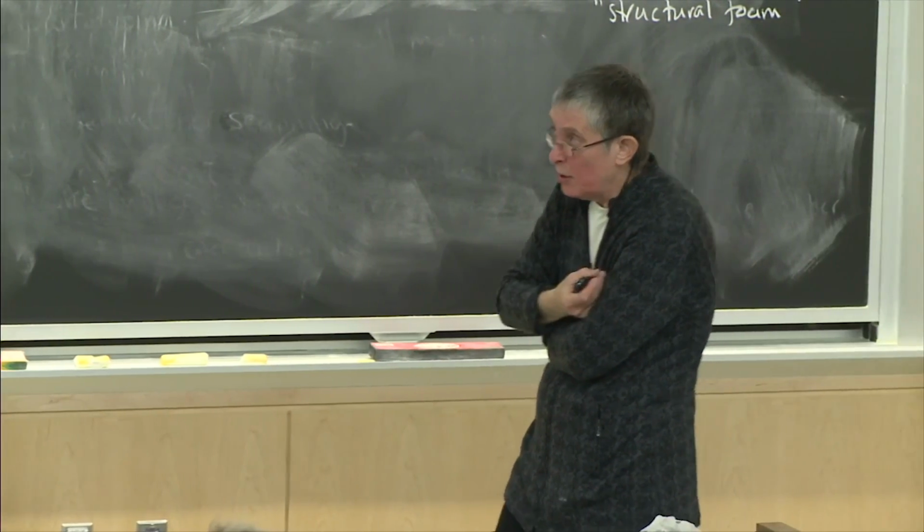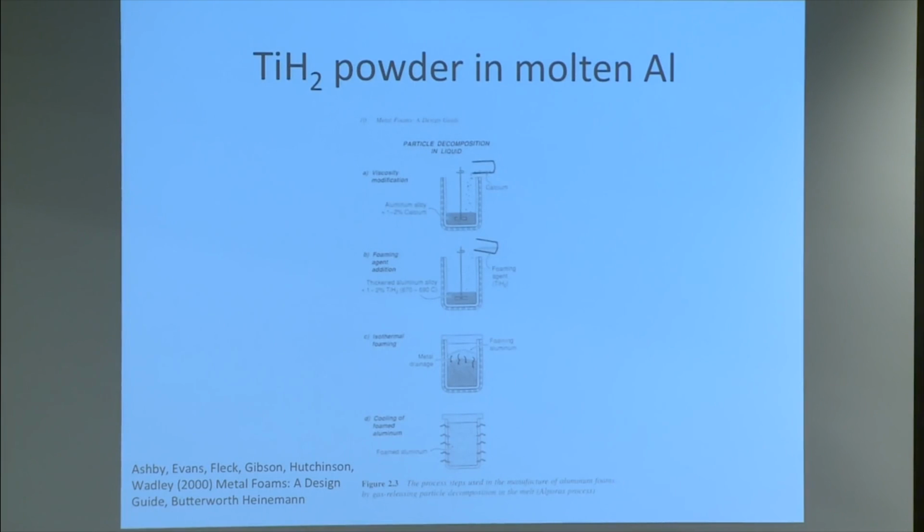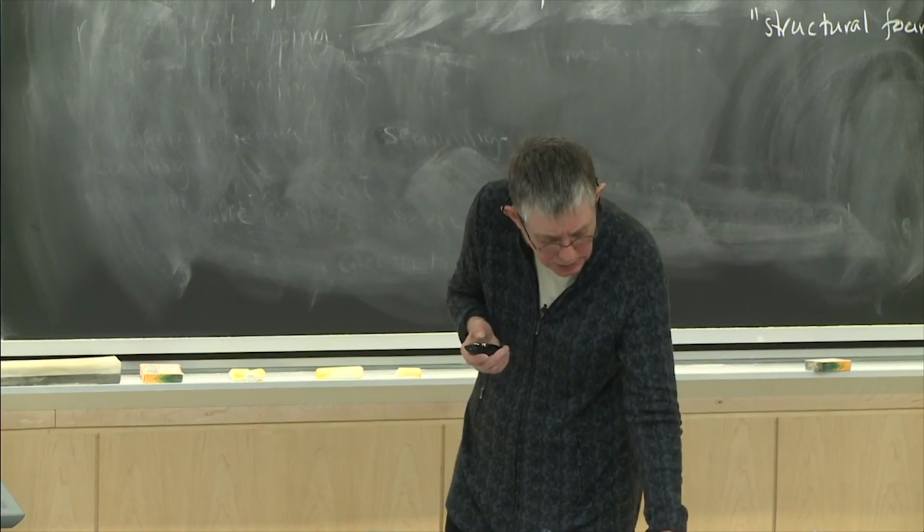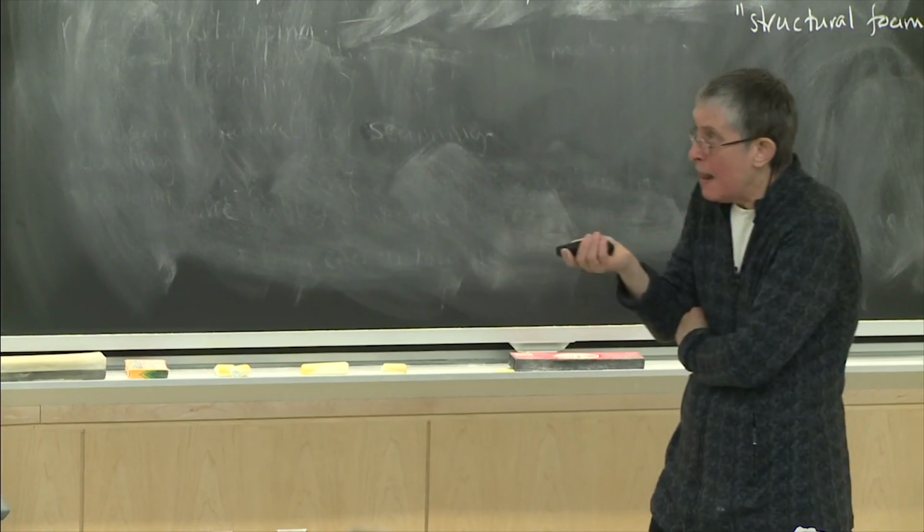Then in a similar thing, you can just put titanium hydride powder into molten aluminum, and again, the titanium hydride powder evolves the hydrogen gas, and you get a foamed aluminum from that. And I think that this foam here was made with that process. They all look kind of similar.